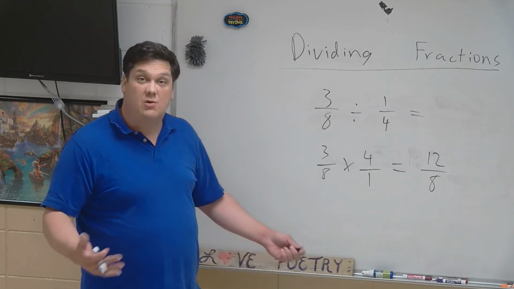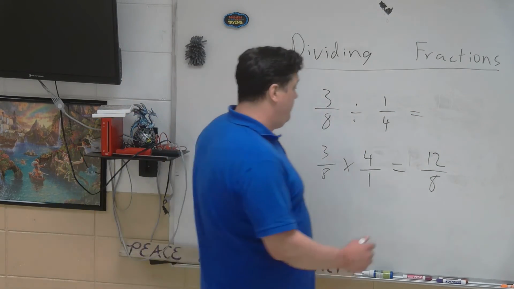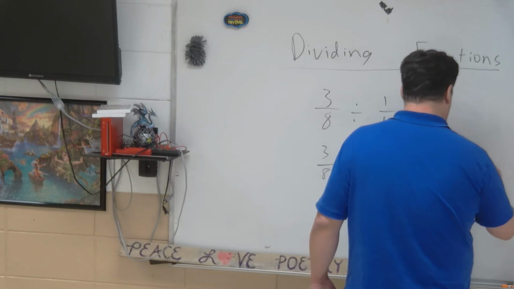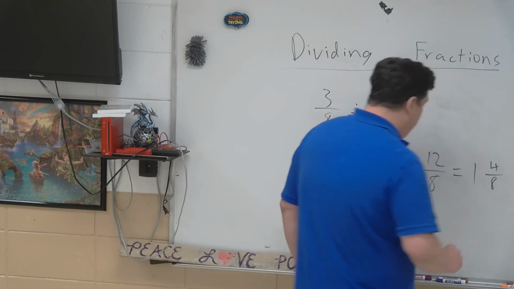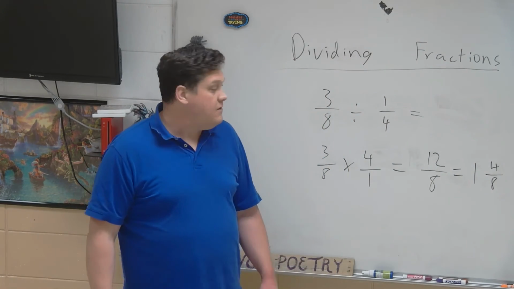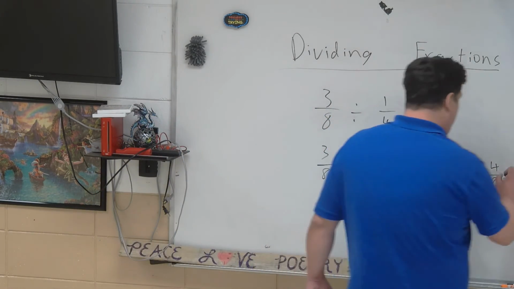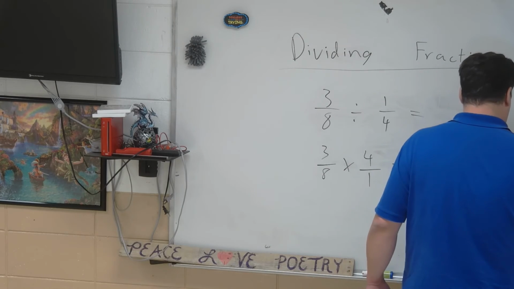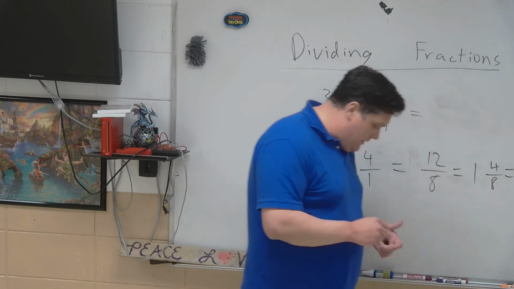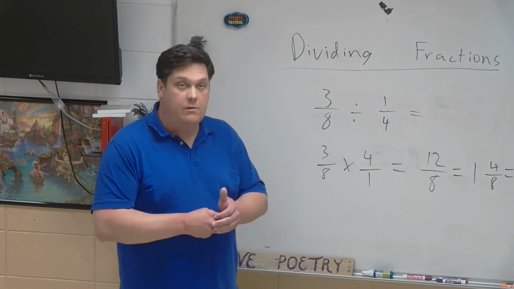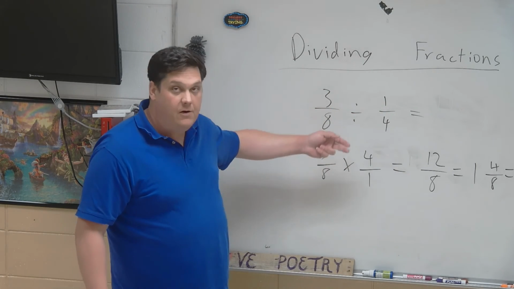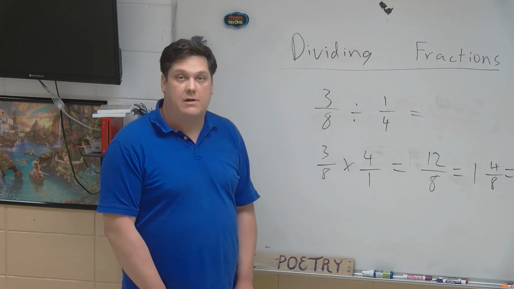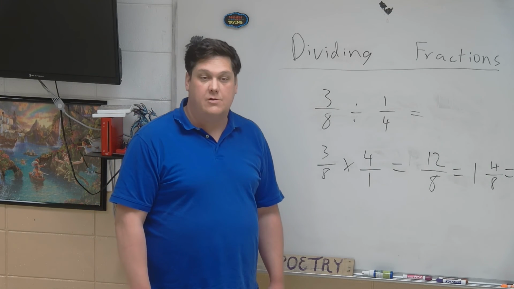We now have 12/8, which is a number greater than 1. Which is equivalent to 1 4/8, which can be simplified further, reduced further, to 1.5. There you go. But this is the critical step. You take that second number and invert it and then multiply. Just invert and multiply.